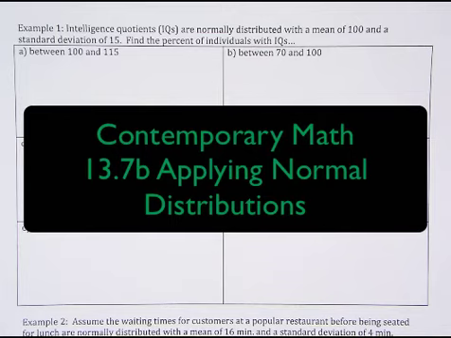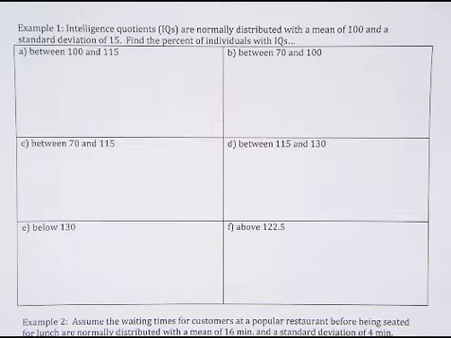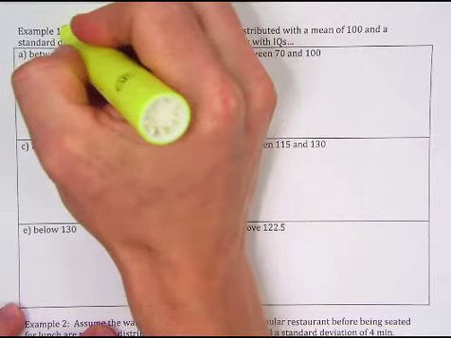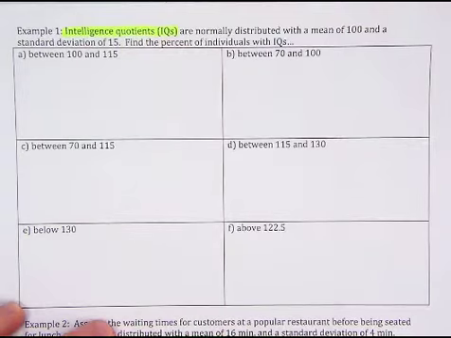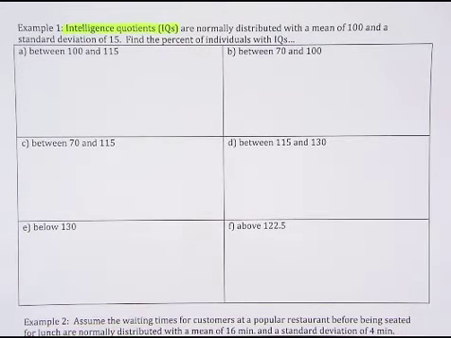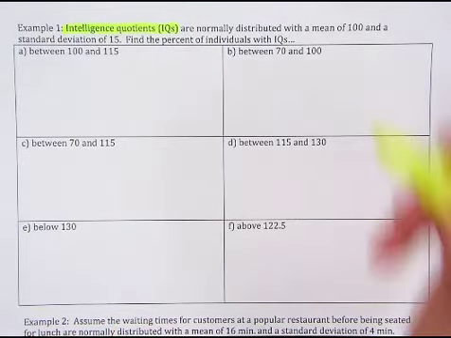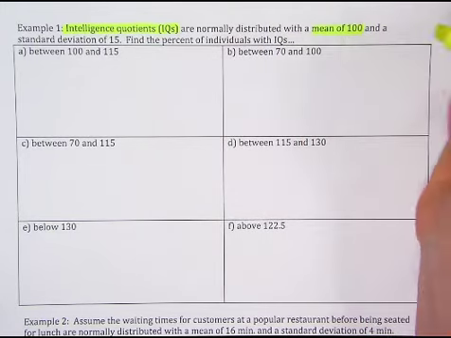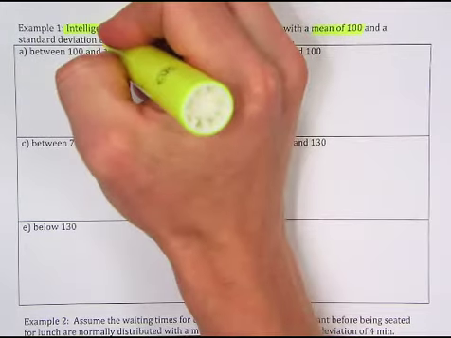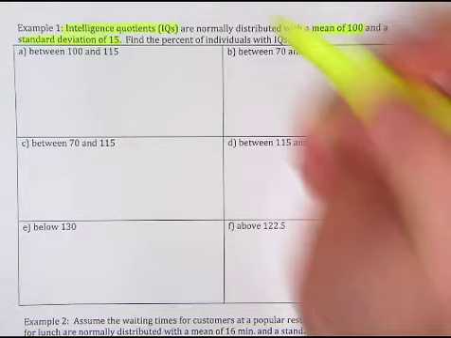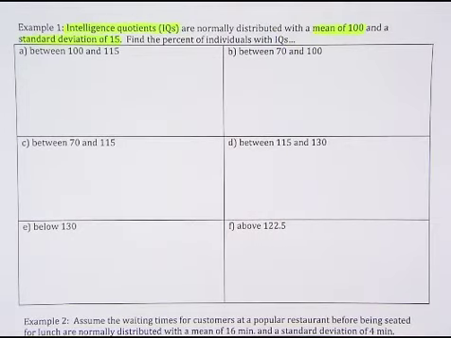So today we're going to apply our normal distribution curve to a couple real-world examples. The first one is going to involve intelligence quotients, or IQs. Now IQs, it turns out, are normally distributed, and the mean is 100, and the standard deviation is 15. This is true of all IQ tests.